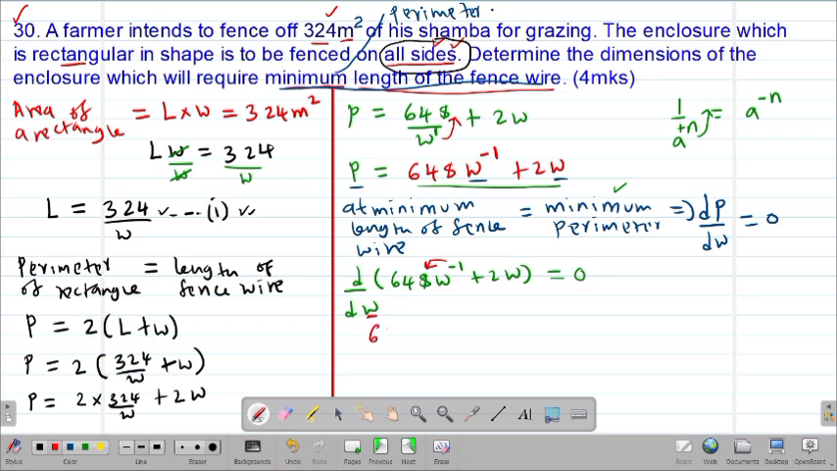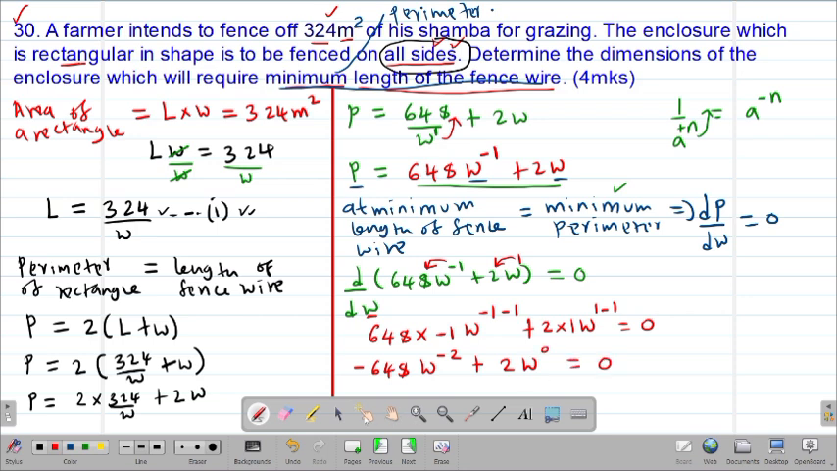So we're going to have 648 multiplied by -1, then w to the power of -1. Then of course we subtract 1 from the power, then plus, this is power 1, so the 1 will pre-multiply the coefficient, so we'll have 2 multiplied by 1, w power 1, we subtract 1 from the power, and this should be equal to 0. So 648 multiplied by -1, I'll get -648, then w to the power of -1 minus 1, I'll get -2, then plus 2 times 1, I'll get 2, then w power 1 minus 1, I'll get 0, which is equal to 0.